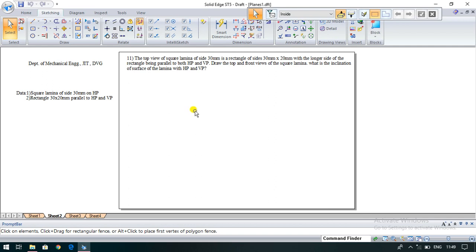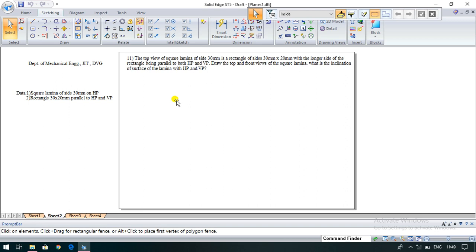The top view of a square lamina of side 30 mm is a rectangle of sides 30 by 20 mm, with the longer side of the rectangle being parallel to both HP and VP. Draw the top and front views of the square lamina. What is the inclination of the surface of the lamina with HP and VP? So this is the problem on the square lamina.